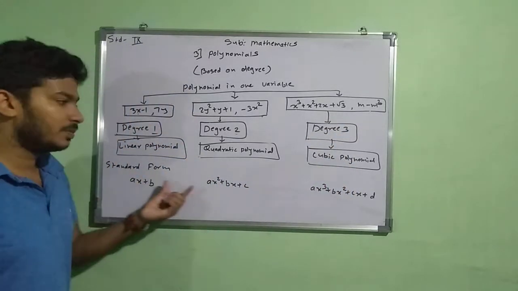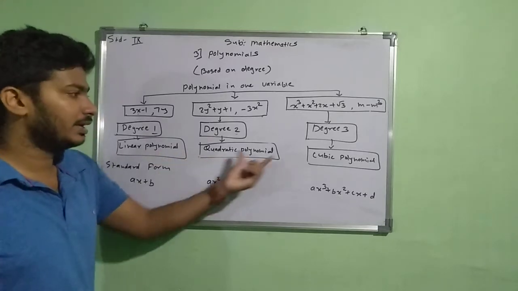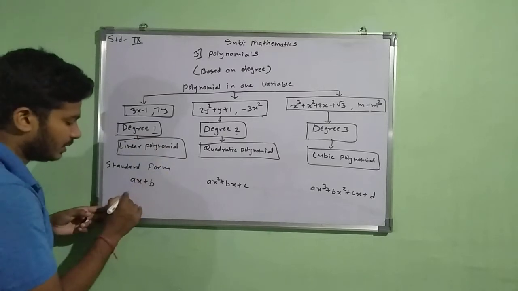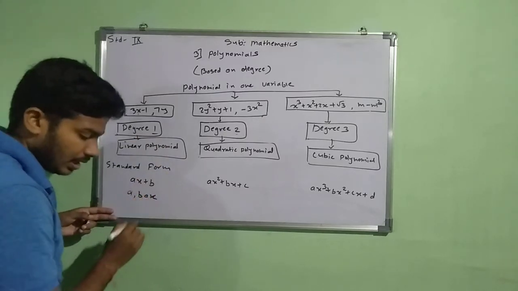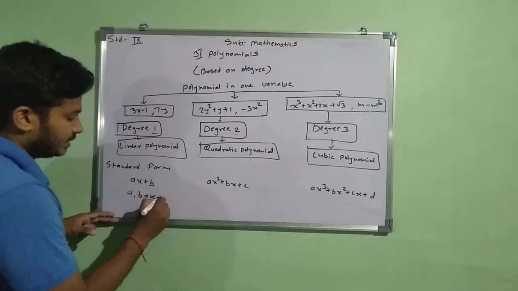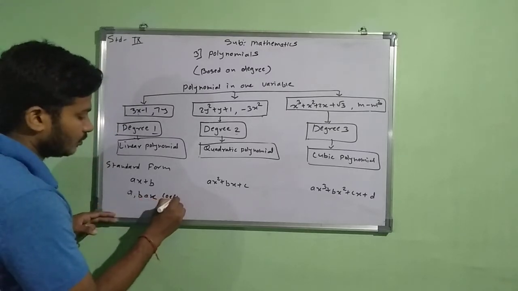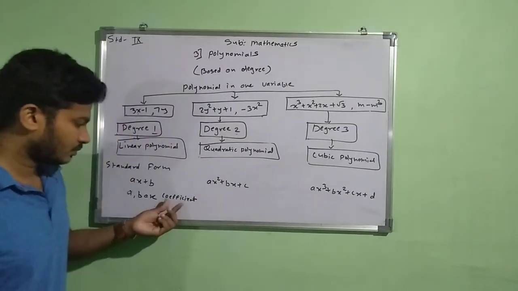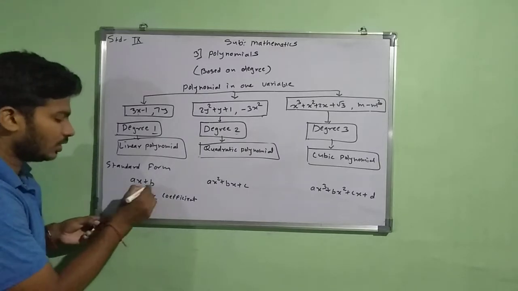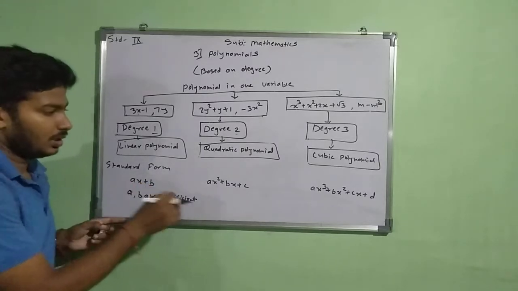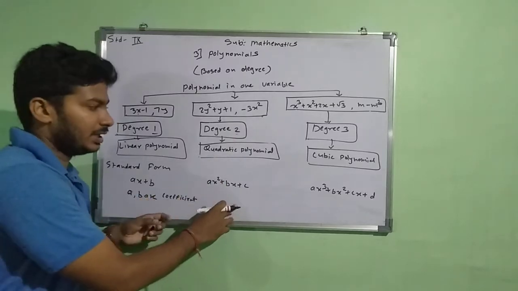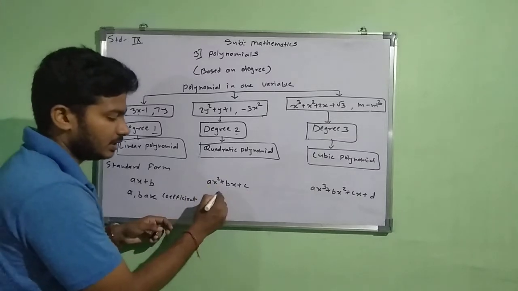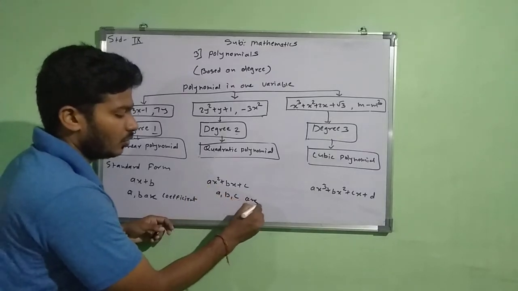Now we have some standard form of the polynomials like linear, quadratic and cubic. They have some standard form, and the standard form of linear polynomial is ax plus b, where a and b are coefficient, where a and b, these are coefficient of that polynomial. And we have standard form of quadratic polynomial, that means first power should be 2, that means ax square plus bx plus c. Here a, b and c are coefficient.